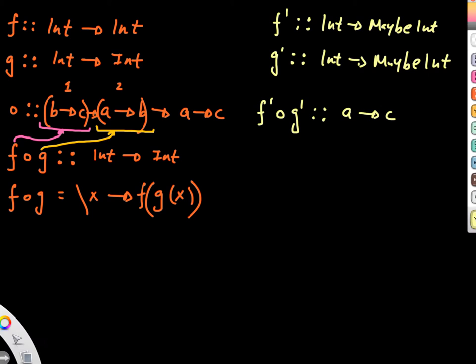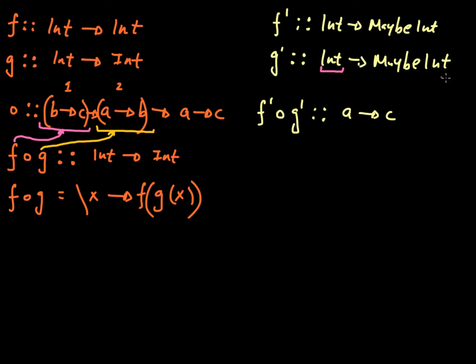Okay, and again, to be clear here, g prime is basically a function that goes from an integer to a maybe integer. So this is acting as my a here. And this b over here is going to be this piece. That's my b there. And then finally I've got a function f prime, the outer function, which is acting as my b there, and this piece over here is acting as my c.